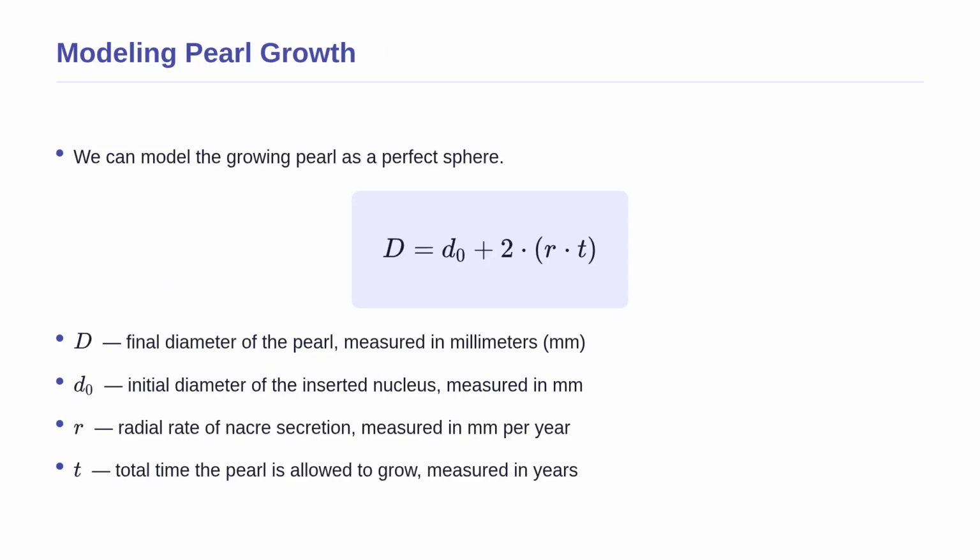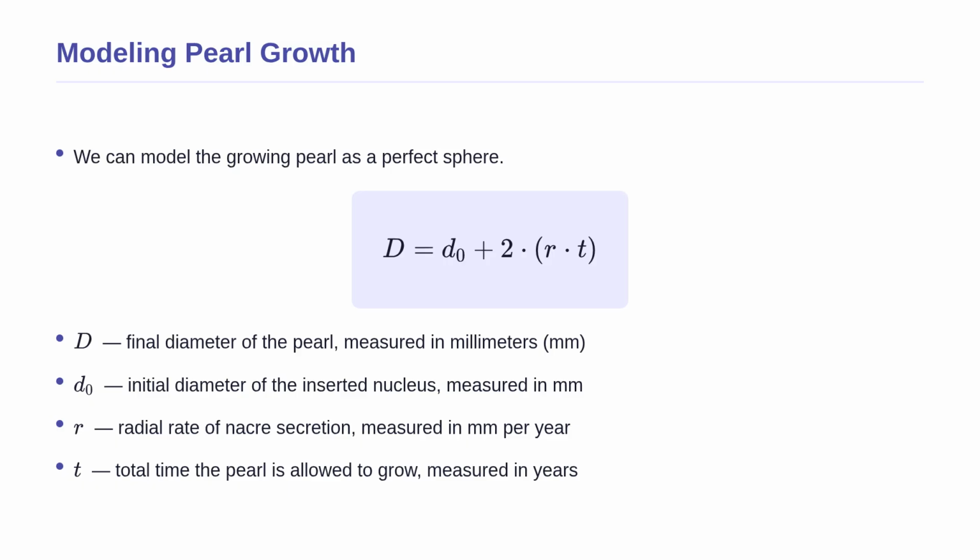Understanding the biology naturally leads us to an important question. Can we predict how big a pearl will get? While pearl formation is a biological process, we can use mathematics to model it. By treating the pearl as a growing sphere, we use this formula. D equals D naught plus 2 times R times T.